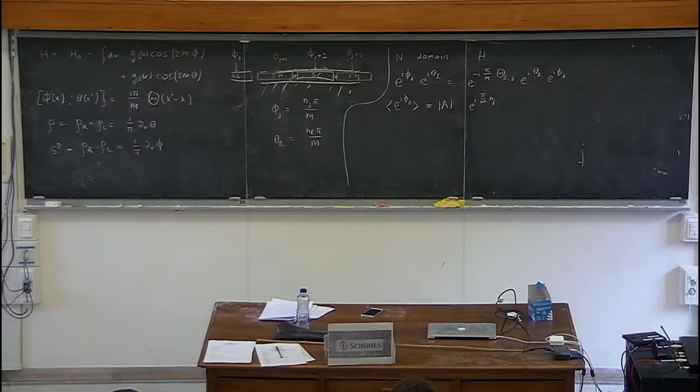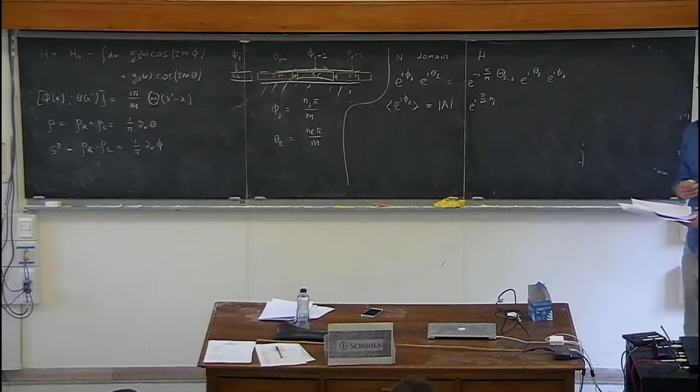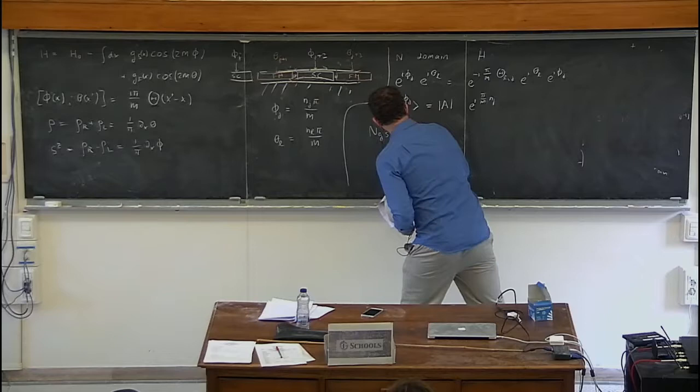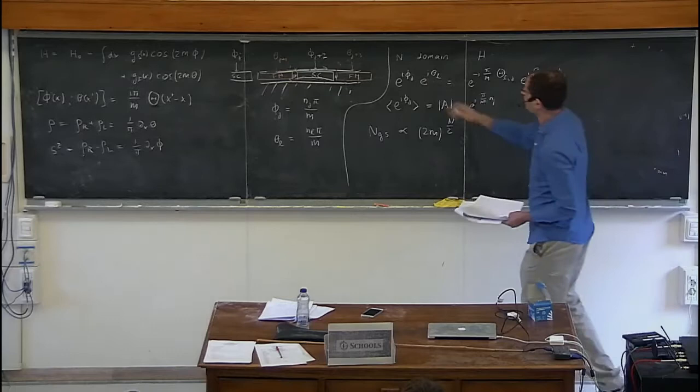So this means that the actual number of distinct ground states is only proportional to 2m to the power n over 2, and not n, because I can choose to fix all the phi j's, but then the theta l's are ill-defined, or vice versa.